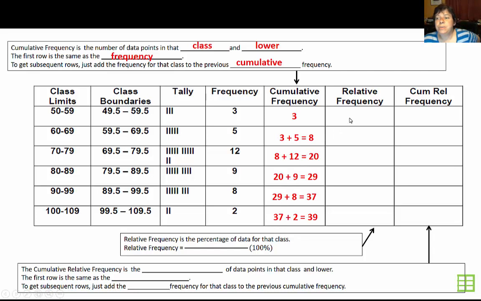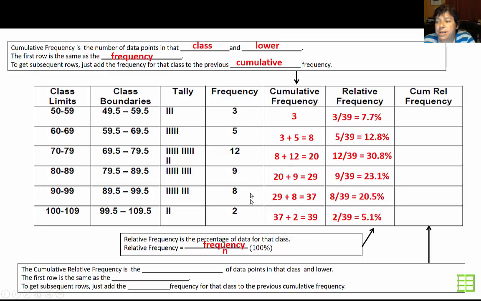Okay, so relative frequency is just the actual frequency, this column, divided by the number of data points, and change that to a percentage usually. So for this case, it's 3 out of 39, which is 7.7%. Then 5, I'm not using the cumulative, I'm just doing the relative, and that's 12.8. And I just go and divide these numbers by 39, and there you go. The total percentage, by the way, for this column should add up to 100%.